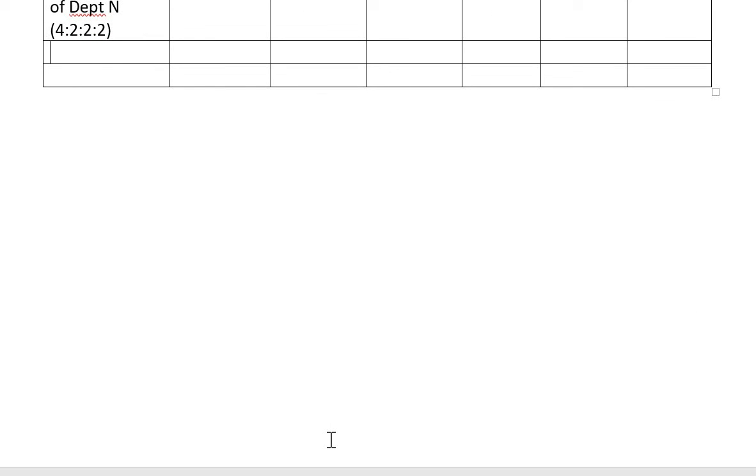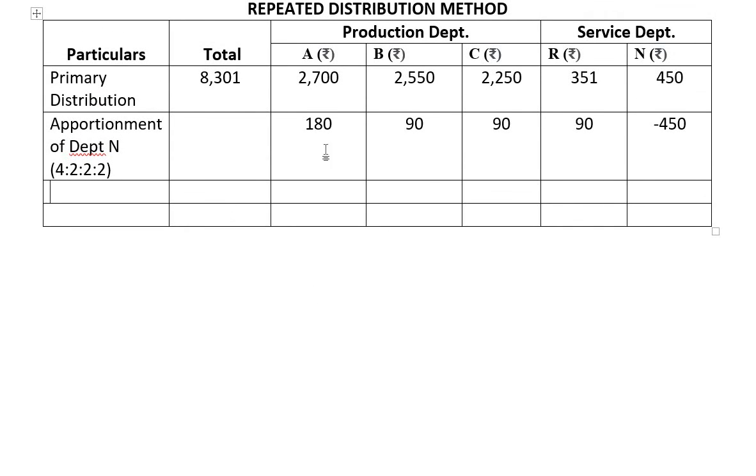Now if we do the total of these, the total will be 8301. Total for A will be 2880. Total for B will be 2640. Total for C will be 2340. Total for service department R will be 441 and for N will be nil.